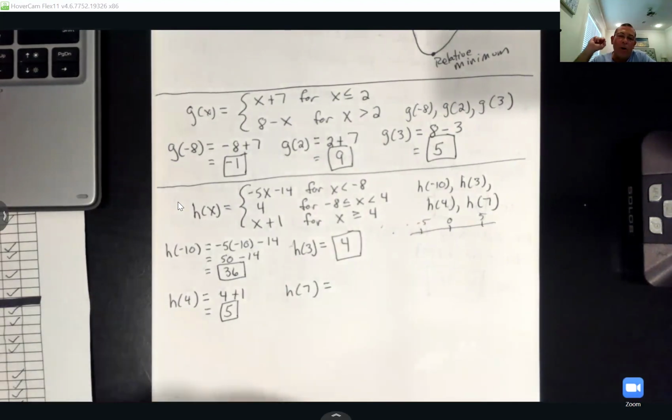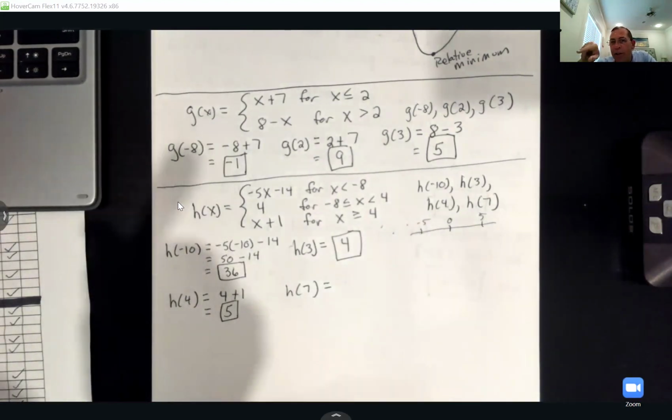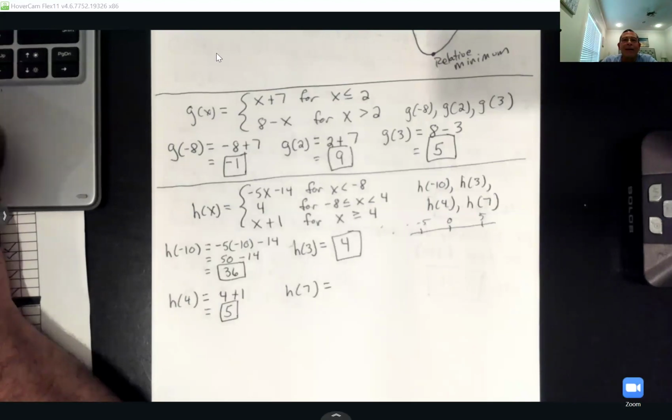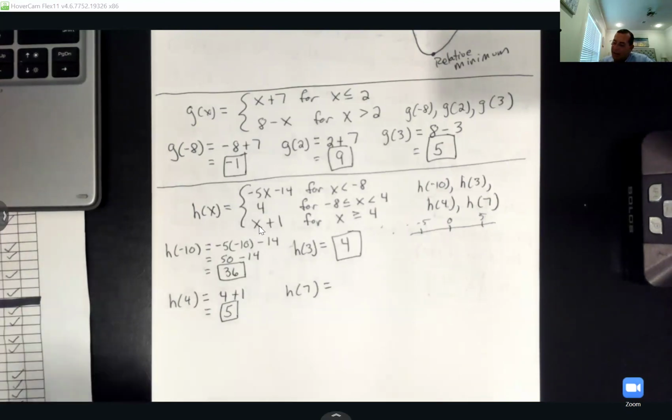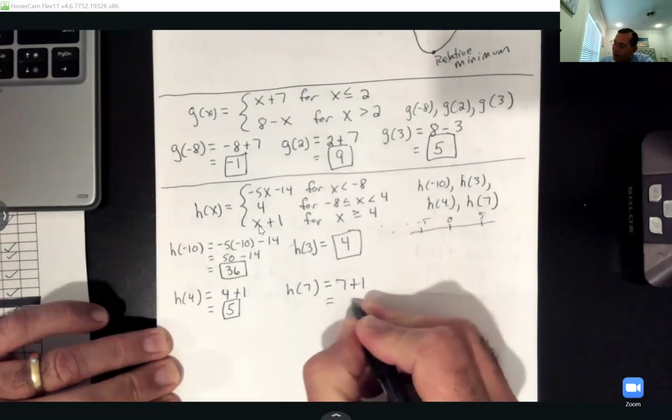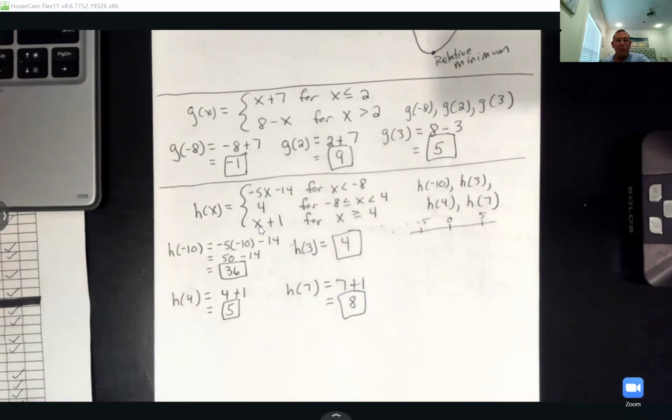And y'all, finally, was h of 7. So what I want y'all to give me this time, not which equation I would use, tell me what my final value would be. Oh, that was pretty quick. I'm getting an 8 on that. So it looks like you're using the third equation and put a 7 in for the x. So that'll be a good job. 7 plus 1, which is definitely going to give us an 8.